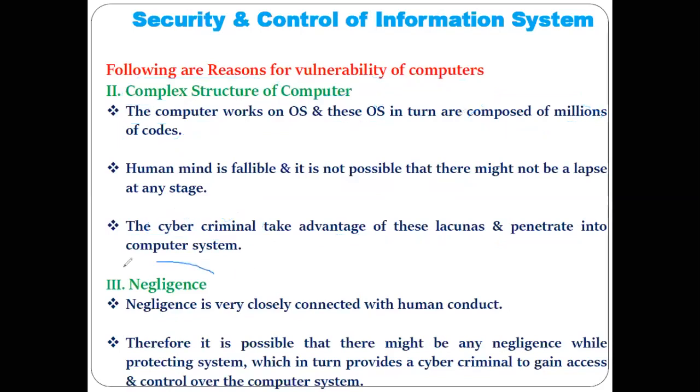Okay, let's come to the third, negligence. Now negligence is always there with the behavior of the human or the conduct of the human. Understood? The negligence can put your computer system into danger, and the information which is available on your computer system can be put in danger because of the negligence of the human being or the particular user.